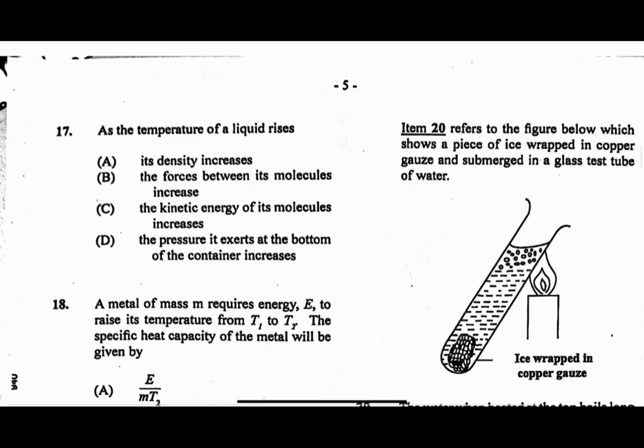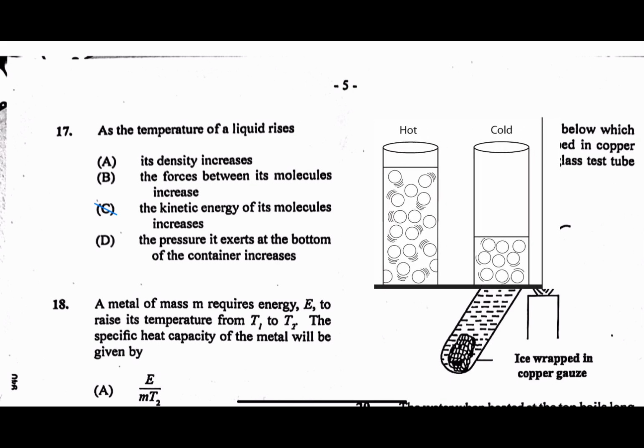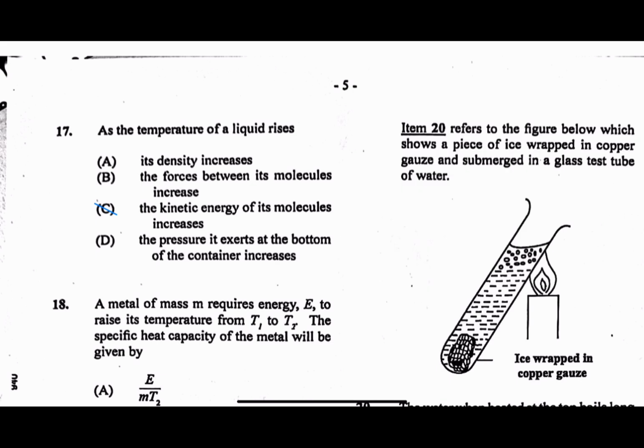Question 17. As the temperature of a liquid rises, the answer is C. The kinetic energy of its molecules increases. So in any substance, if you apply heat, the molecules are going to gain kinetic energy, and when they gain kinetic energy, they're going to start to vibrate and move about. If they are vibrating and moving about, then the forces between the molecules are actually going to decrease. And if the molecules start to spread apart, then they're going to take up more volume. And if it's taking up more volume, then the density will actually decrease. So A and B are very wrong.